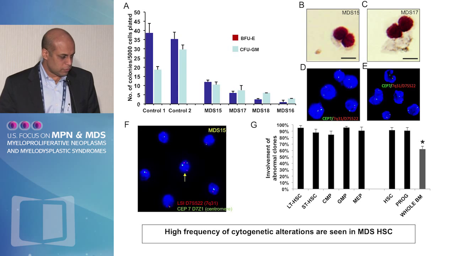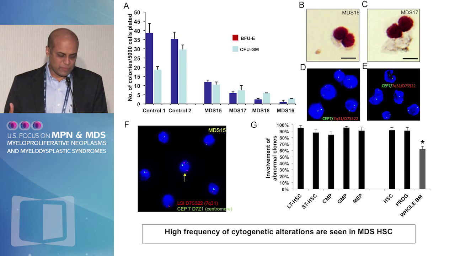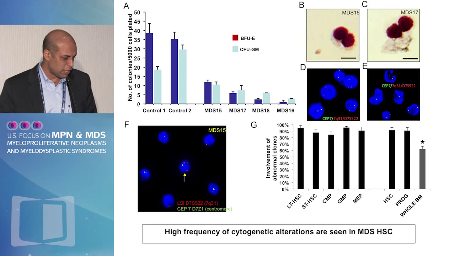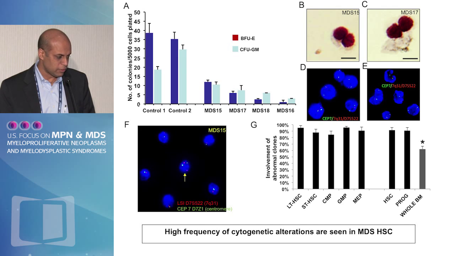Now, we do find expanded stem cells. Are these normal or abnormal? When you look at them in vitro, they are functionally quite deficient. They don't give rise to erythroid and myeloid colonies as effectively as normal stem cells. When you culture them, they can give rise to Pelger-Huet-like cells, MDS-like cells.